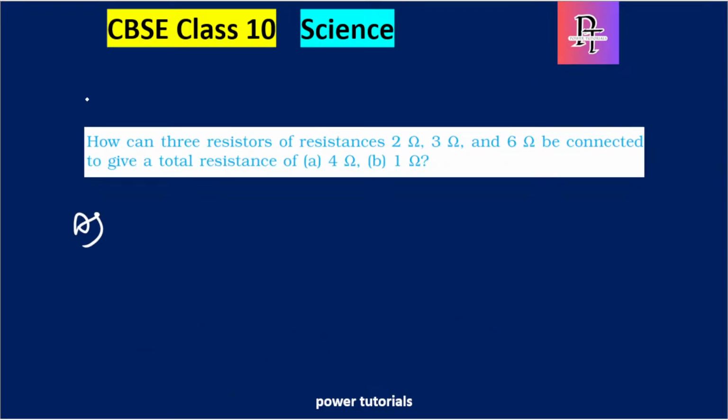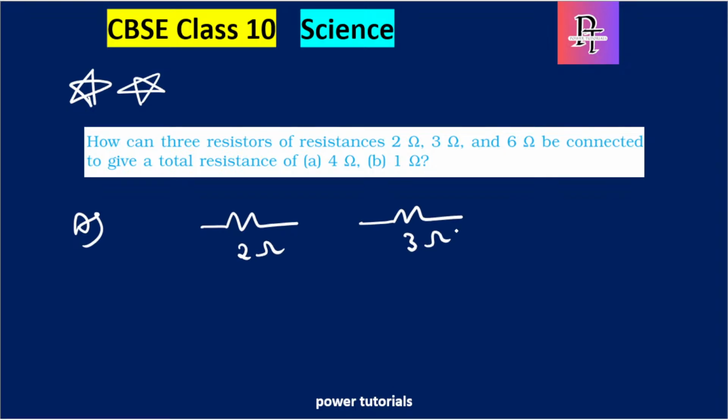This is also important, and this type will be coming for your exams for sure. Let's see what the question is. How can three resistors of 2, 3 and 6 ohms be connected to get total resistance 4 ohms and 1 ohm? We have three resistors with us, which are 2 ohms, 3 ohms and 6 ohms.